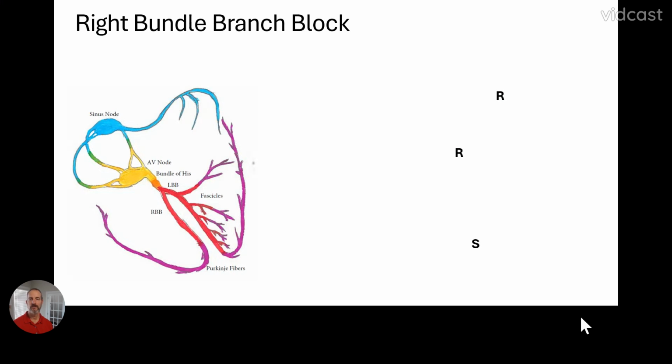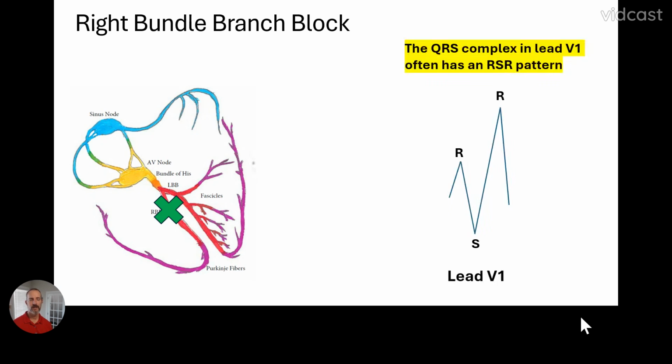And now we get into the right bundle branch block. With a right bundle branch block, you can see there's our X, and the characteristic pattern that you might see in lead V1 is known as an RSR pattern. So you have two R waves. Sometimes that second R is referred to as R1.